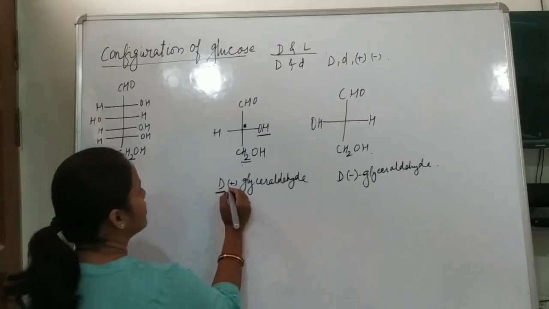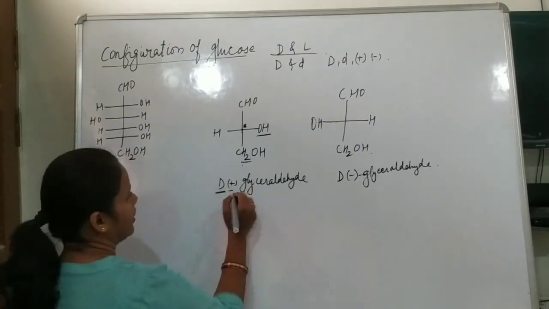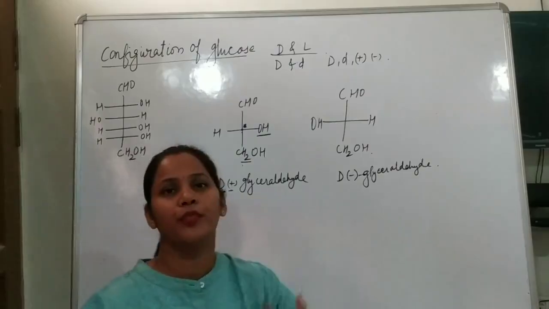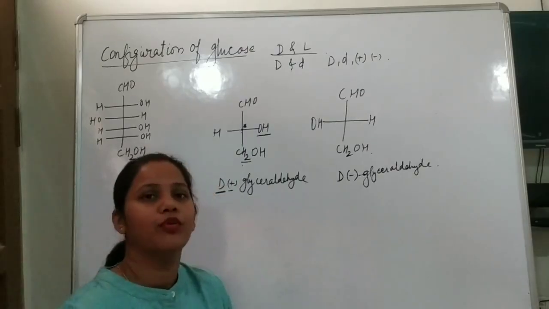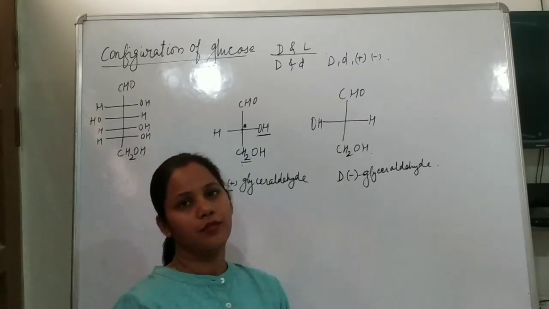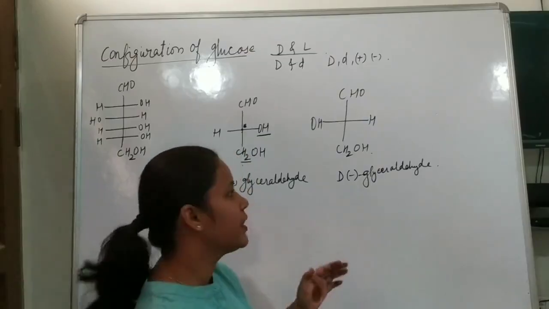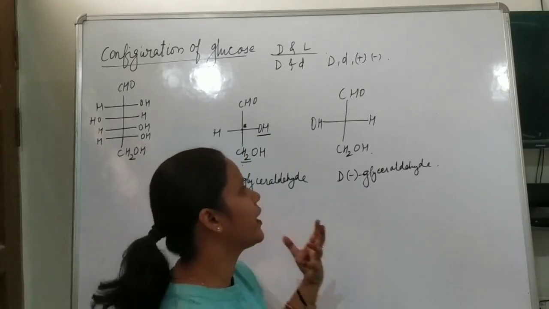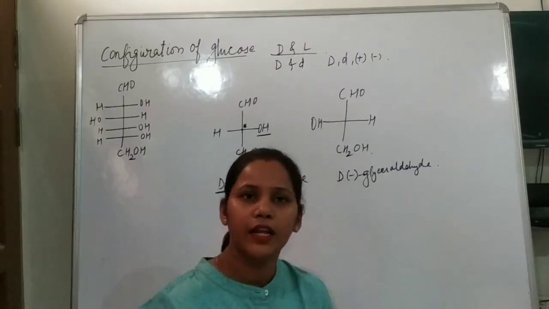Okay. Now what do the positive sign and negative sign mean? The positive sign shows the optical activity. That means how it rotates the plane polarized light. If it rotates the plane polarized light towards the right hand side or clockwise direction, then it has a plus sign, that is dextrorotatory. If it rotates the plane polarized light in the anti-clockwise direction, then it is levorotatory.